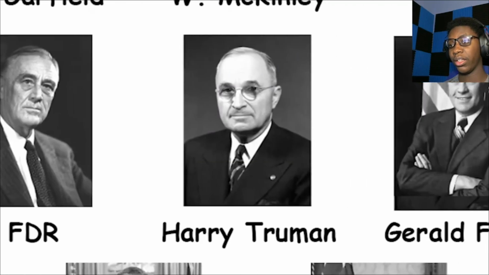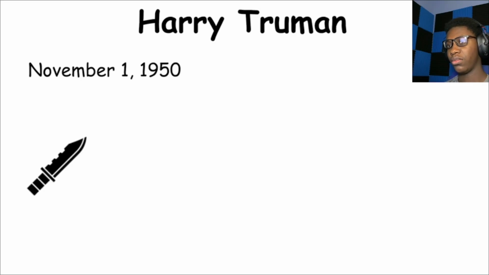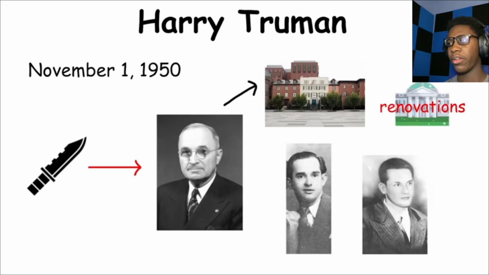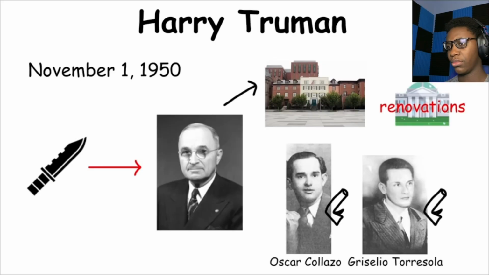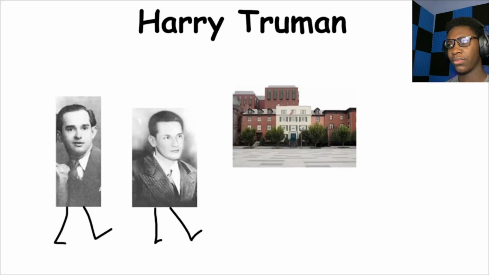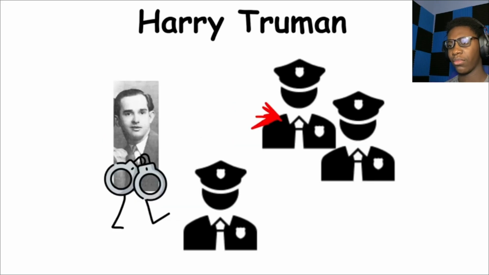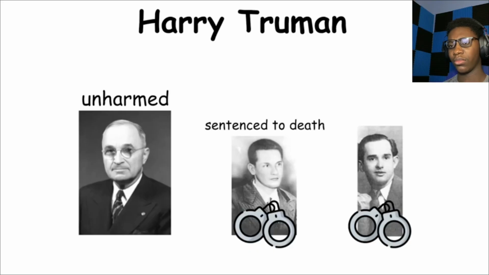Harry Truman. On November 1st, 1950, an assassination attempt was made on President Harry Truman at the Blair House in Washington, D.C., where he was staying while the White House was undergoing renovations. Two Puerto Rican nationalists, Oscar Collazo and Griselio Torresola, launched the attack in an effort to draw attention to their cause for independence. Collazo and Torresola approached the residence with firearms and began firing. Torresola shot a guard and managed to get into the grounds, while Collazo was apprehended after being shot in the leg. The attempt was neutralized and Truman was unharmed. Both assailants were captured, and Torresola was sentenced to death, while Collazo received a life sentence.